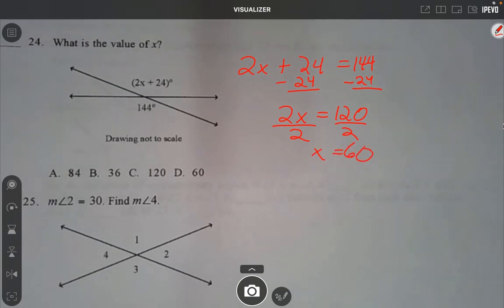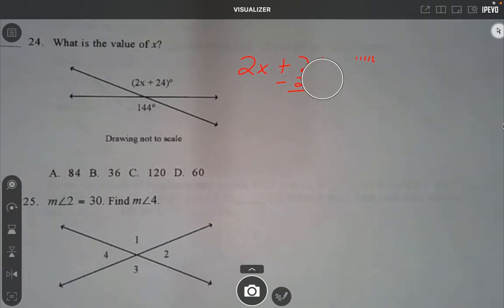They just wanted x. That's all they wanted. So always go back and make sure. If angle 2 is 30, I'm going to write that down. What's angle 4? 30. Because they're vertical angles. So I know it's 30. Okay? Everybody good with that? We are.